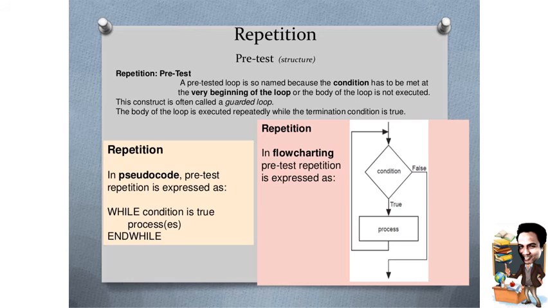For example, in the flowchart pretest repetition, it is expressed as condition true and false. If it is false, the program is terminated. If it is true, the process is executed and then goes into a loop and goes back to the condition.